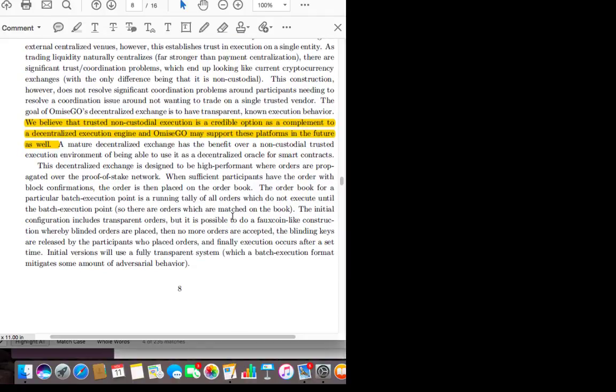So they believe that trusted non-custodial execution is a credible option as a complement to a DEX engine, and OmiseGO may support these platforms in the future as well. Very interesting there.